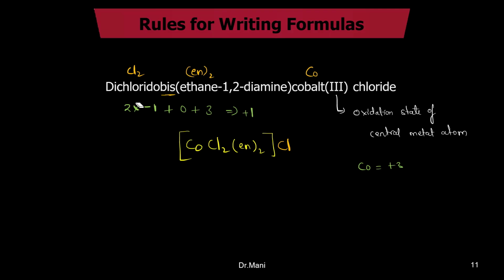So now see, chlorine 2 into -1, and 0 for the ethane 1, 2 diamine, and cobalt 3, that's a +3, which should give the net charge +1. So this net charge +1 should be balanced by the chlorine, which has the -1 charge. So both are neutralized. So this is how you will be writing the formula from the given name.